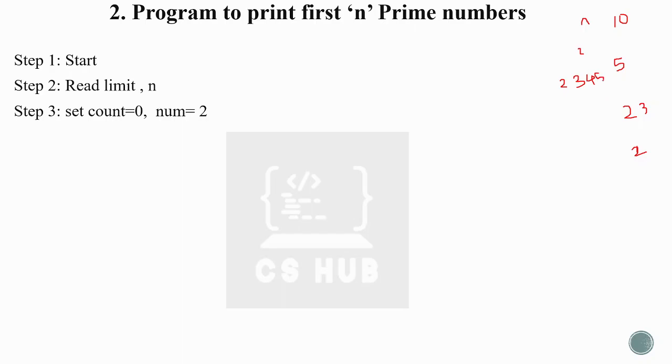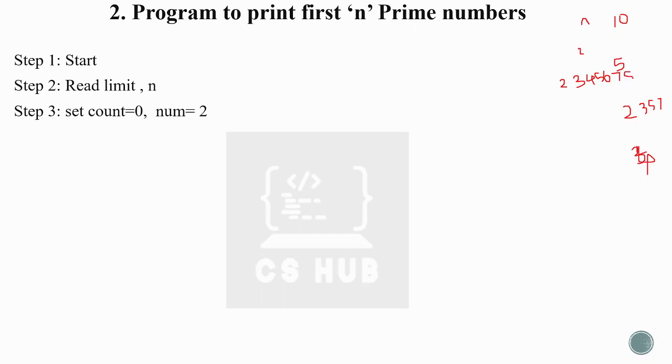Next case is 5. So check whether 5 is prime. 5 is prime, right? So 5 got printed and our count is incremented. Then again the number got incremented to 6. I just check for 6. 6 is not a prime number. Next the number got incremented to 7. 7 is prime, so we'll print 7, and our count got incremented to 4.